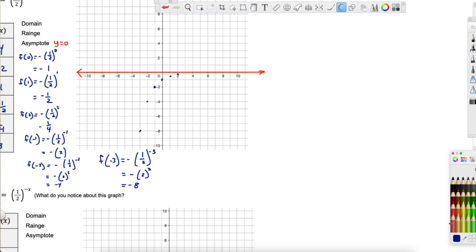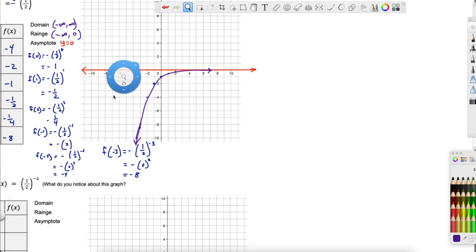Let's get the graph. I missed this a little bit. It's okay. And our domain is going to be, again, from -infinity to infinity. But our range is a little bit different here. Our range is coming from -infinity, and it approaches 0, but doesn't hit 0. So we'll do an open there. All right, that one's done.